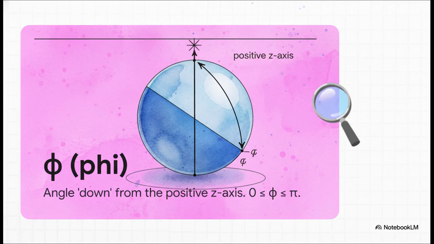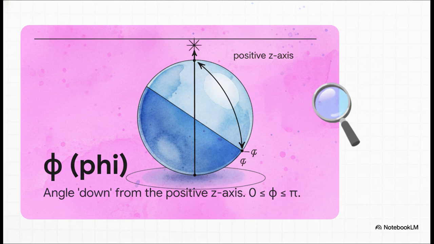And that brings us to our third piece of the puzzle, phi, which is our down angle. This one is measured down from the positive z-axis, which you can think of as the North Pole. Now, you'll notice phi only goes from 0 at the very top, straight down to pi, or 180 degrees, at the bottom. So why not a full circle?